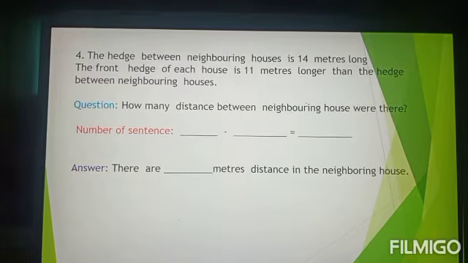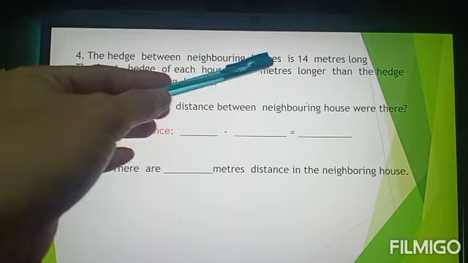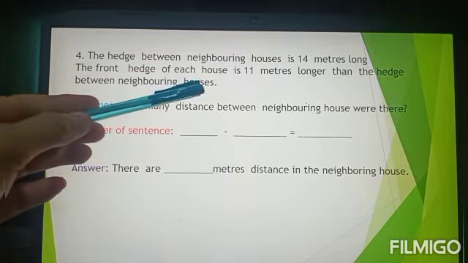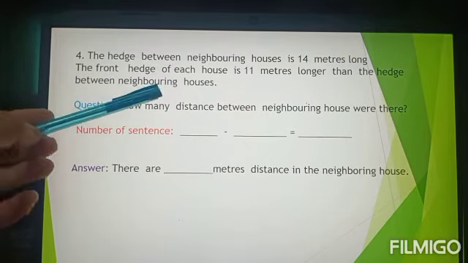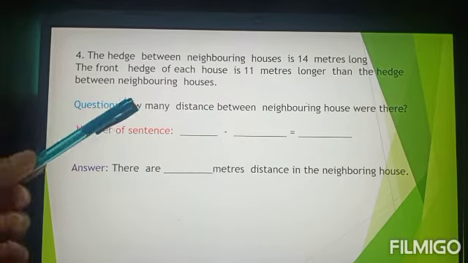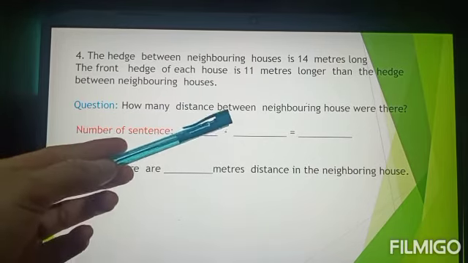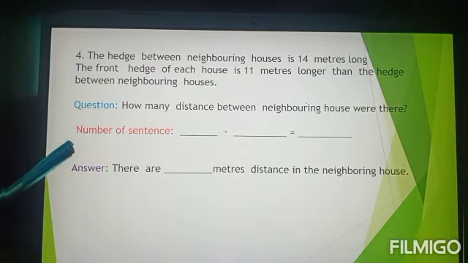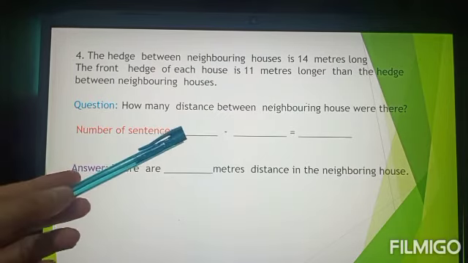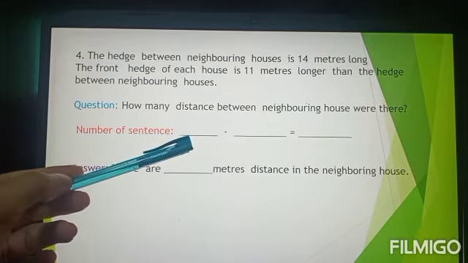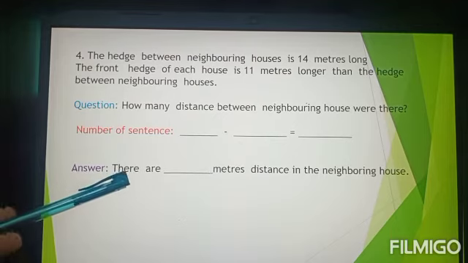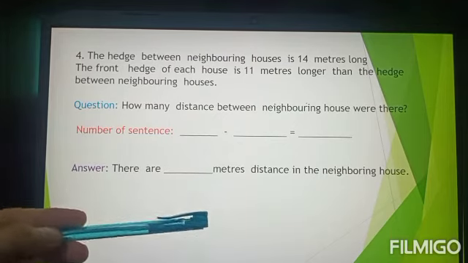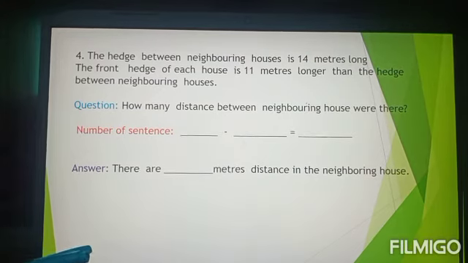Number 4. The hedge between neighboring houses is 14 meters long. The front hedge of each house is 11 meters longer than the hedge between neighboring houses. Question: how much distance is between the neighboring houses? So write the number sentence here. So right here, minus, so find the difference. Write the answer in words: there are blank meters distance in the neighboring house.